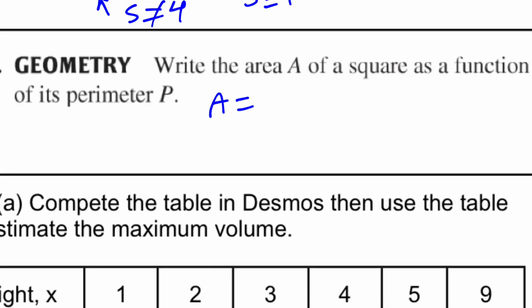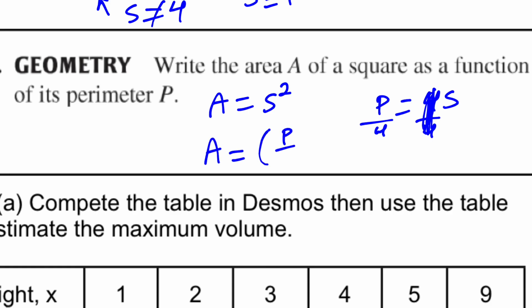Since area is equal to s squared and perimeter is equal to 4s, we're going to solve this right one for s. This goes away. We have s is equal to p over 4. So let's replace that. And there's our answer.